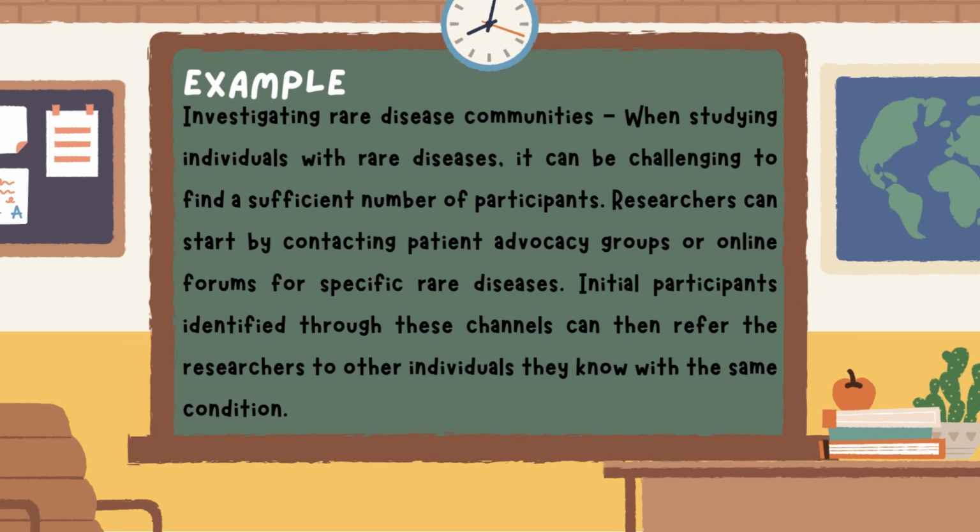Example: investigating rare disease communities. When studying individuals with rare diseases, it can be challenging to find a sufficient number of participants. Researchers start by contacting patient advocacy groups or online forums for specific rare diseases. Initial participants identified through these channels can then refer the researchers to other individuals they know with the same condition.